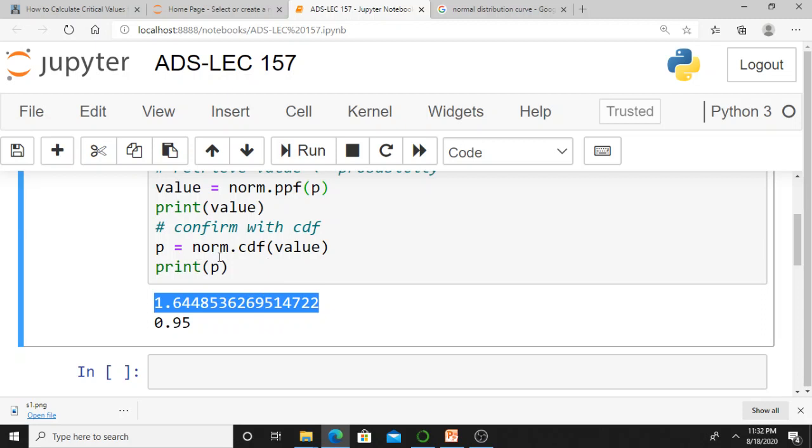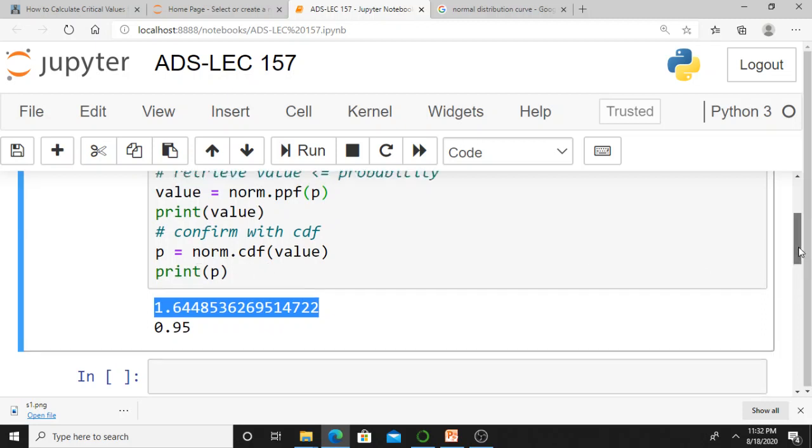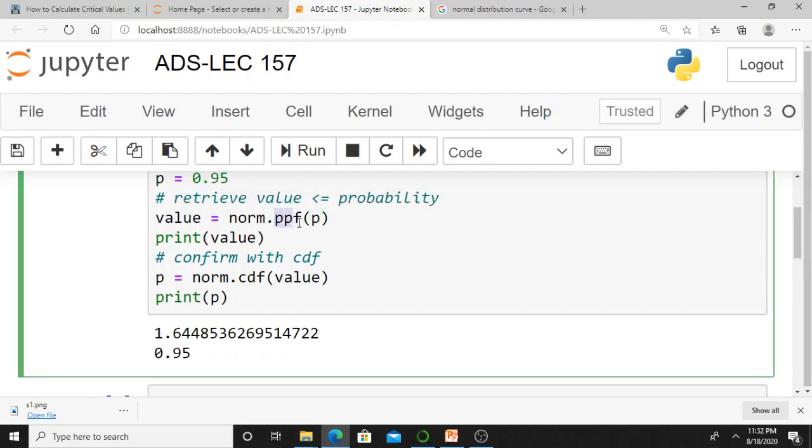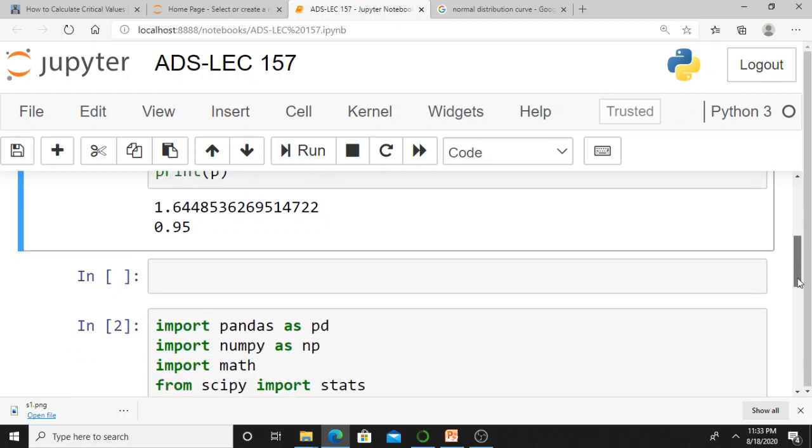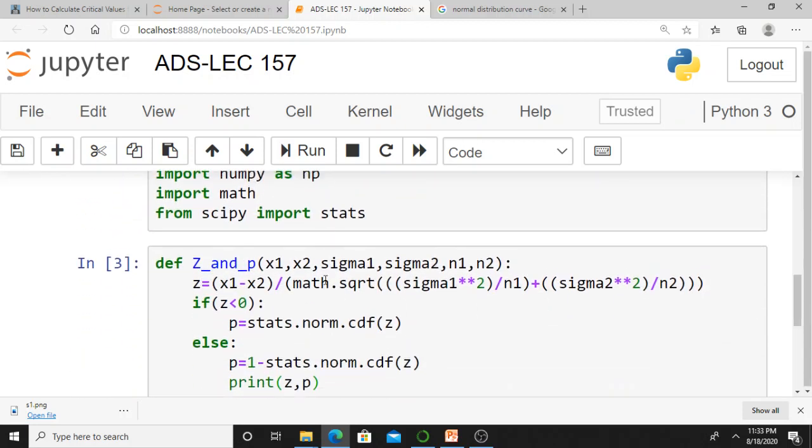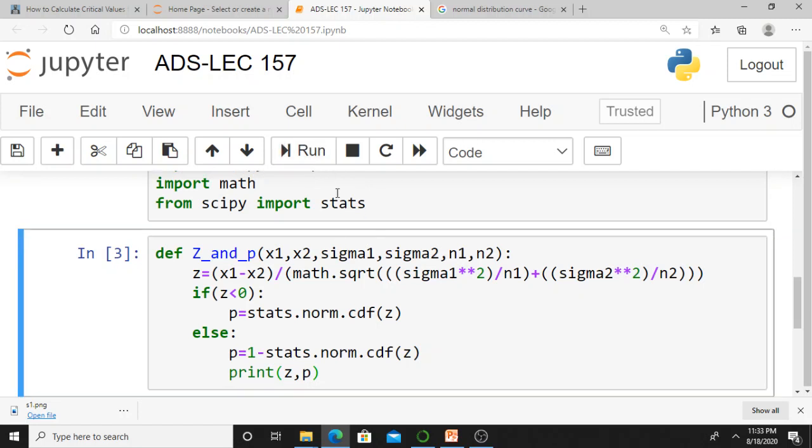Even if you want to confirm this one, I already explained many times that ppf is the opposite of CDF. The cumulative distribution function always gives the area, whereas ppf will give the corresponding z value for this particular area, isn't it? That is 1.645. That I already discussed. Even if you want, you can check this sample code. I already explained it a few seconds back.